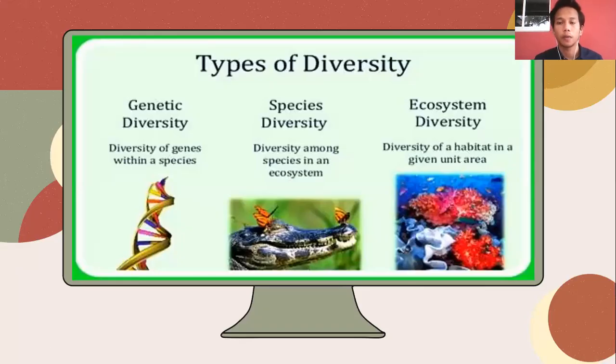This is a little bit of information about the types of diversity. First, we have genetic diversity, diversity of genes within a species, and then species diversity, diversity among species in an ecosystem, and lastly, ecosystem diversity, which is the diversity of habitats in a given area. So next.